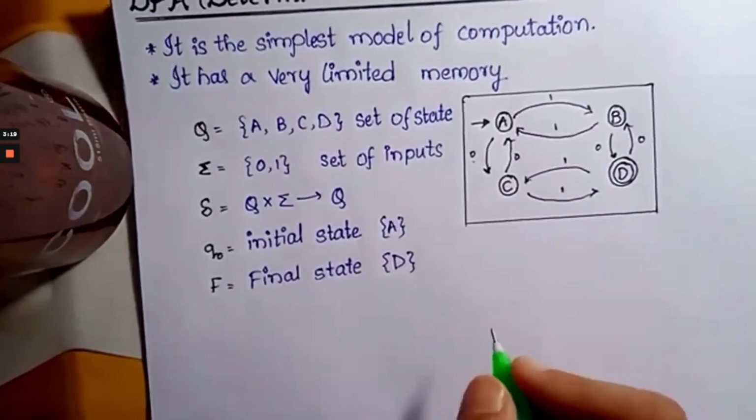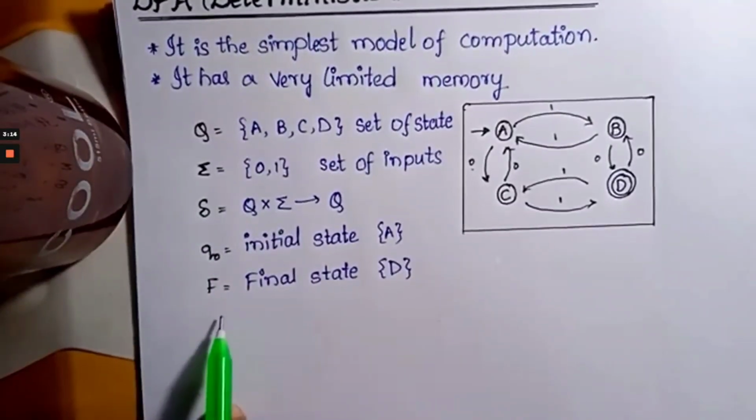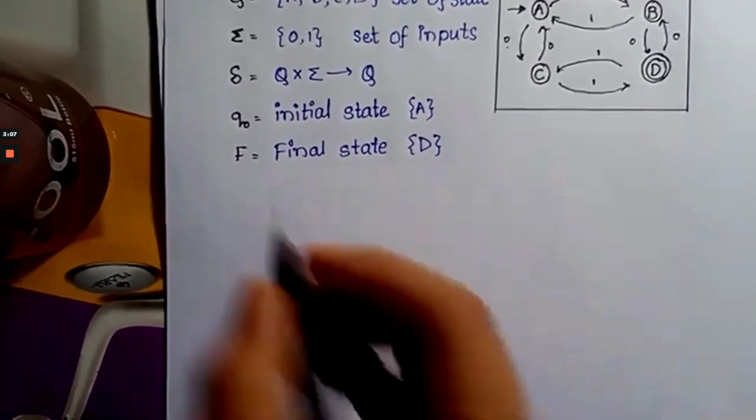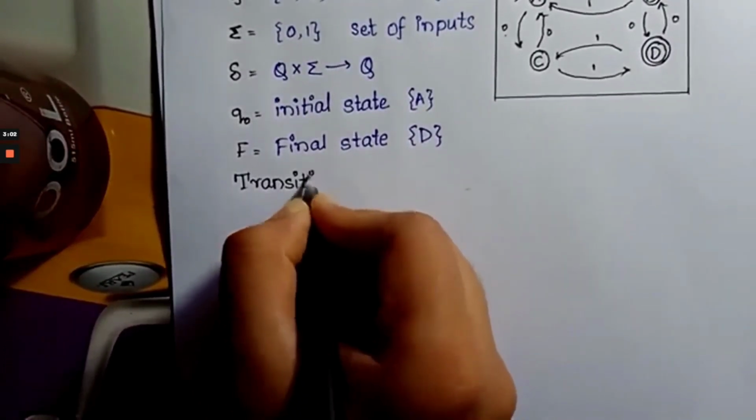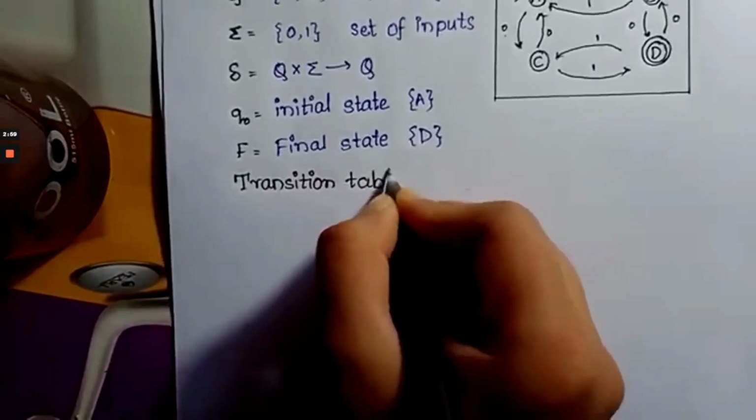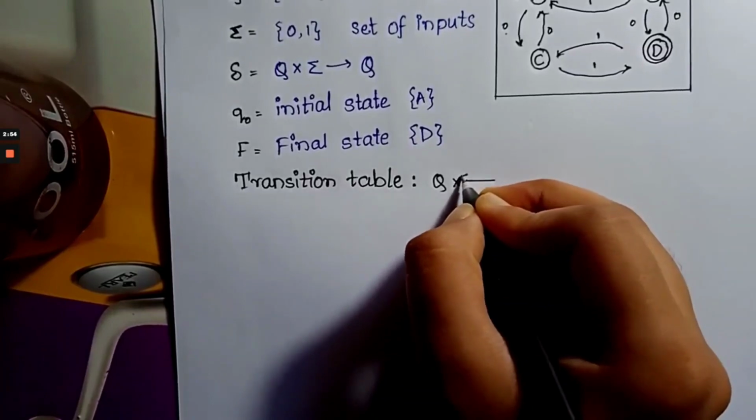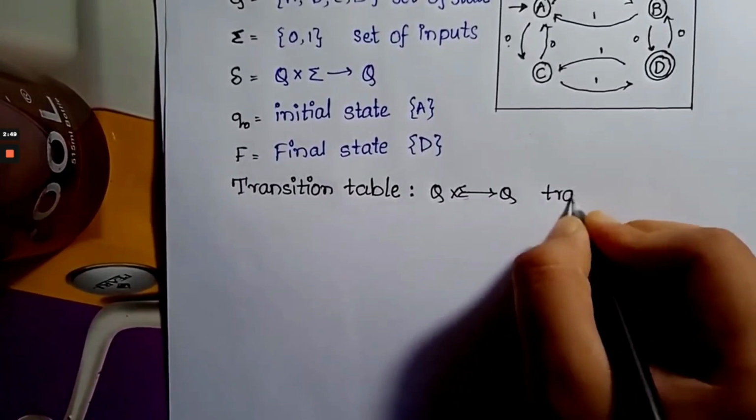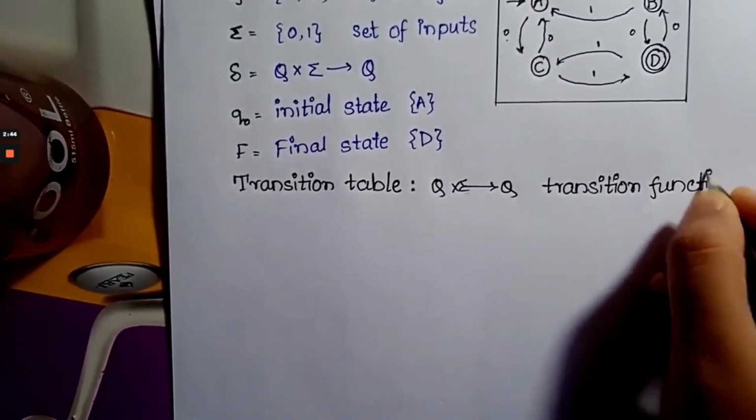After seeing a DFA, we have to write Q, sigma, delta, Q naught, F. So here we have written the first step, then we go to the final step, transition table. So transition table for the given DFA can be drawn very easily, don't worry. Transition table, which is denoted by Q cross sigma implies Q for DFA. So this is the transition function of DFA.